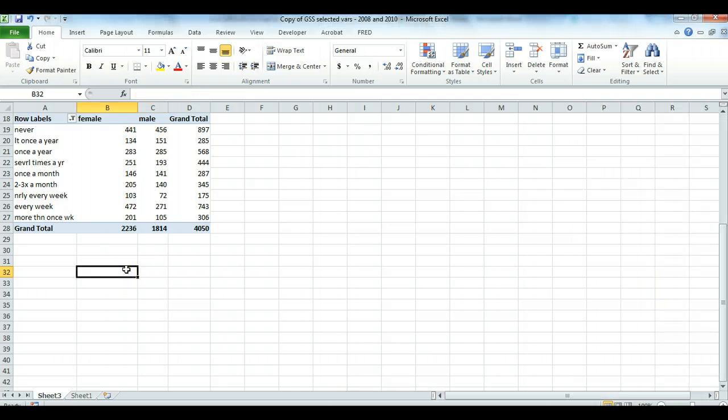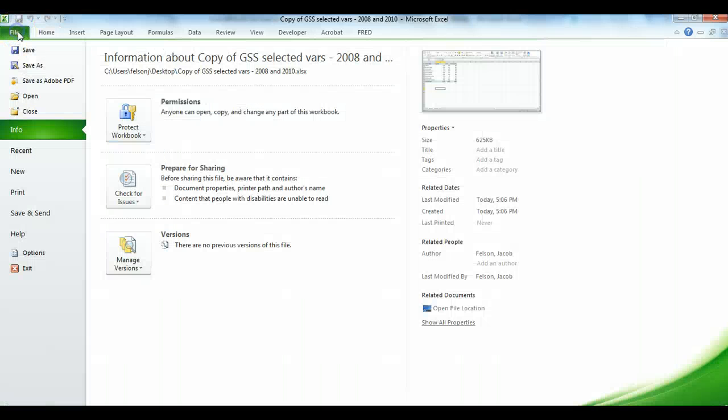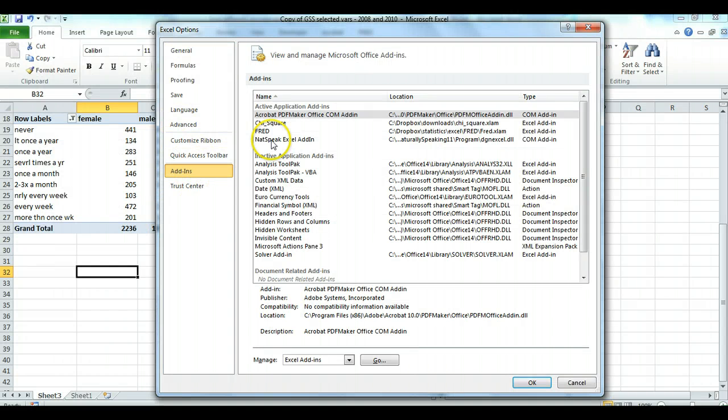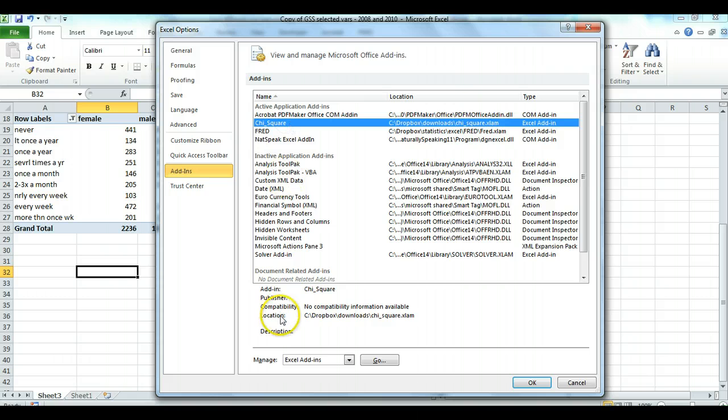And the chi-square test, to be done within Excel with no add-ons, is a little bit more complicated, so I've created a macro add-on which you can add into Excel, and the instructions tell you how to do that. You can see if it's there after you've done this by going to File, Options, clicking on Add-ins, and you should see chi-square listed.